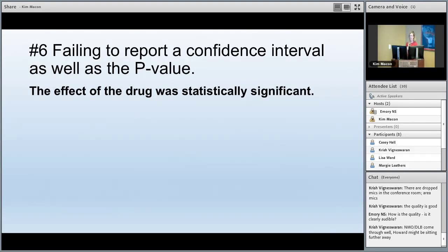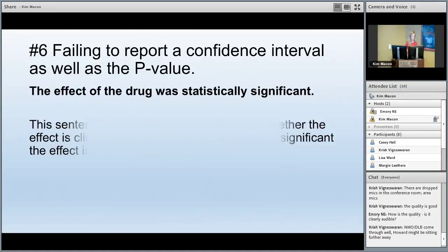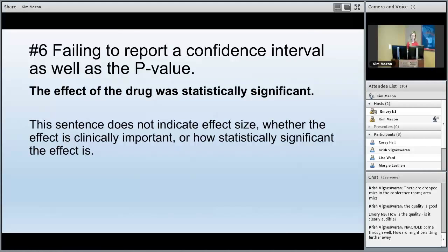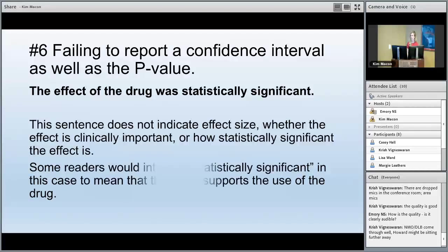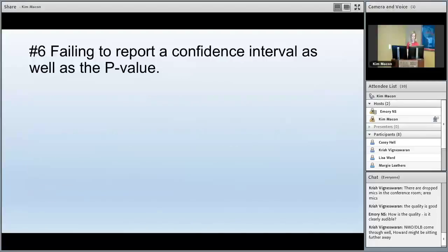So if I tell you that this is how you reported the results, the effect of the drug was statistically significant, what kind of conclusions can you draw from that? It's more likely to be right than wrong. Right. And 95%. Sure. It's less than 0.05, but I have no idea what the effect size is. So it doesn't tell me what the effect size is, whether the effect is clinically important, or how statistically significant the effect is. Some readers interpret statistically significant to mean that the study supports the use of the drug. It's not the case.